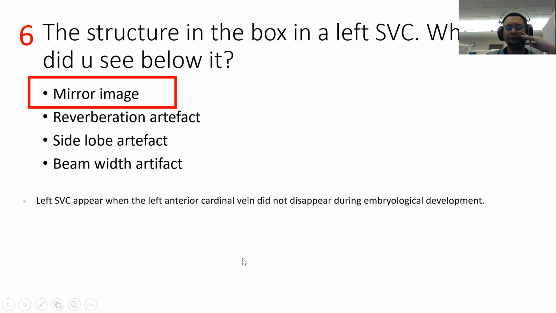a mirror image. What we see is a left superior vena cava. Just now, Precious mentioned the cardinal vein. The cardinal vein is actually a vein during the embryological development. You have two cardinal veins, the left anterior cardinal vein and the right anterior cardinal vein. The right anterior cardinal vein will become the superior vena cava, the one that we have. The left anterior cardinal vein should disappear. If your left anterior cardinal vein does not disappear, that's why you have a left superior vena cava.